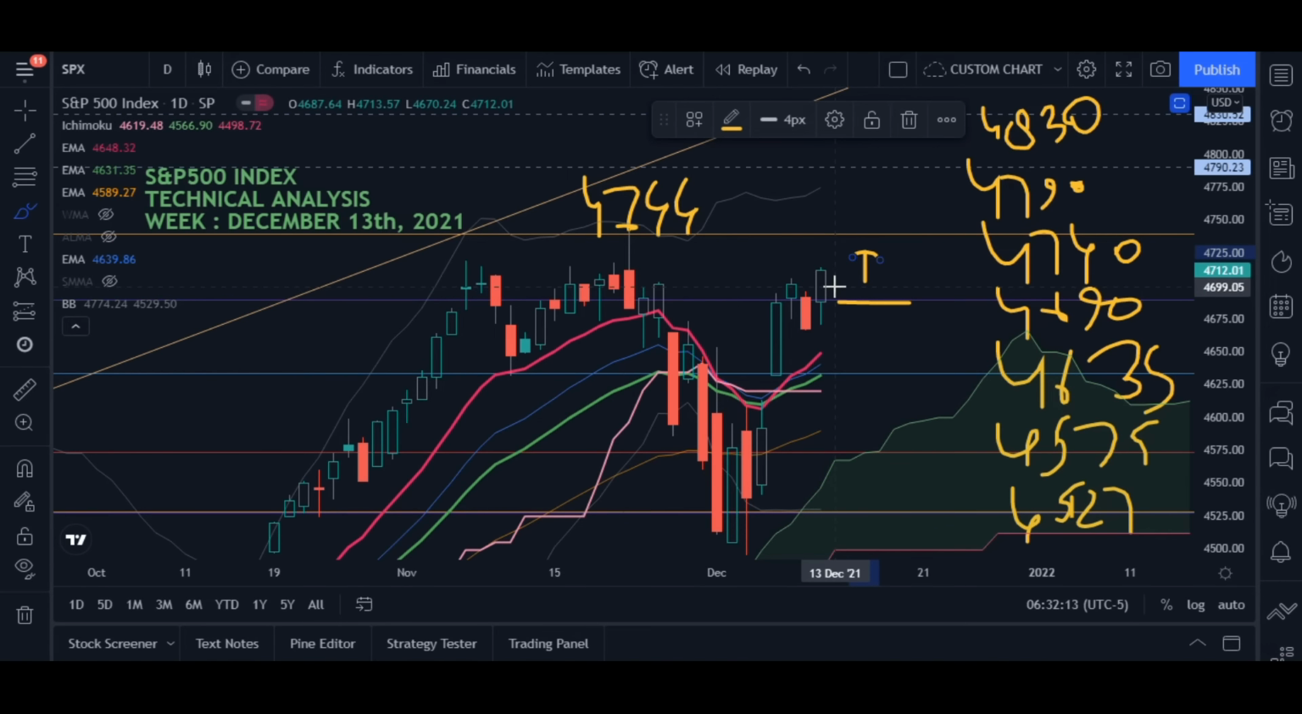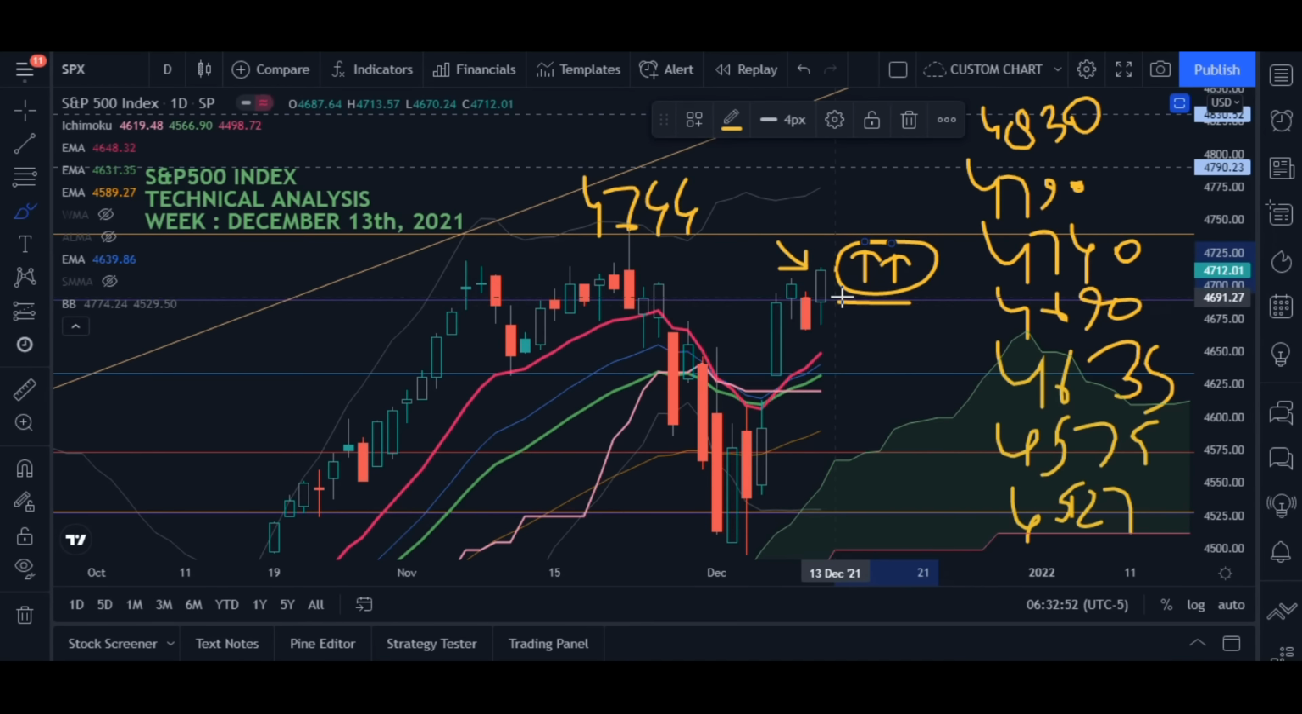Sorry, not just 2, but here we will be needing 3 consecutive candles, because this candle was formed on Friday. So now we need 2 consecutive candles in a week, Monday and Tuesday. If we see 2 consecutive candles closing above 4690, like Monday, Tuesday, or Tuesday, Wednesday, then only we will say that market is bullish, and has potential to move up. Otherwise it will not.